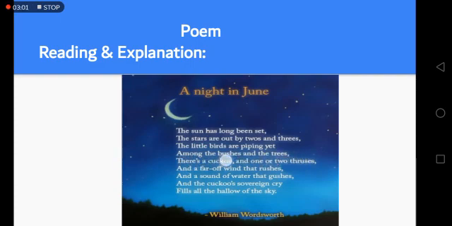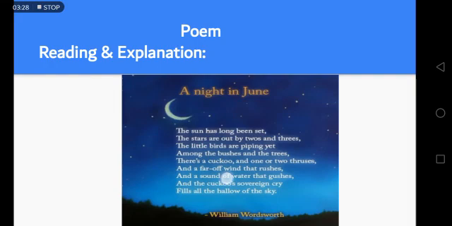The little birds are piping yet. The little birds are piping yet, means the little birds are singing. What's the meaning of piping? Singing. Among the bushes and trees, means where are they singing? They are singing among the bushes and trees.